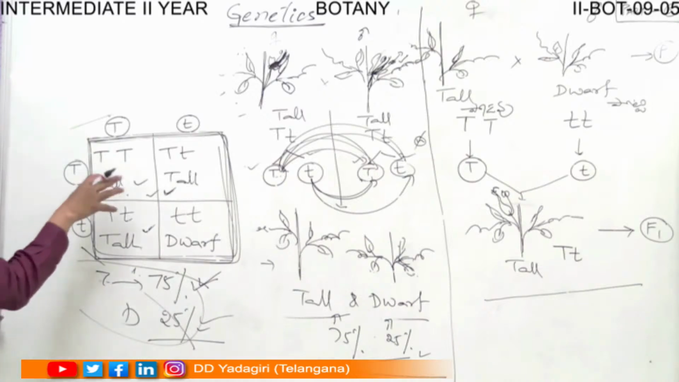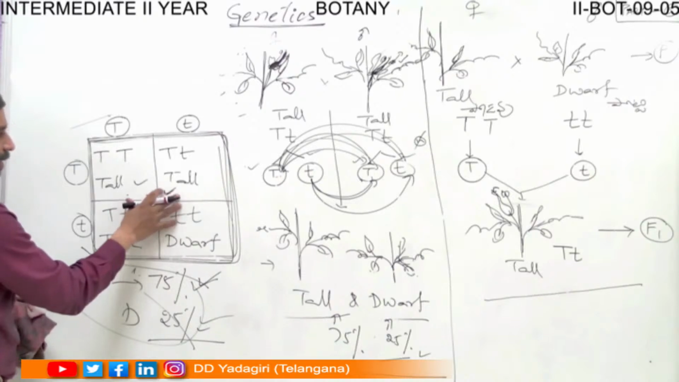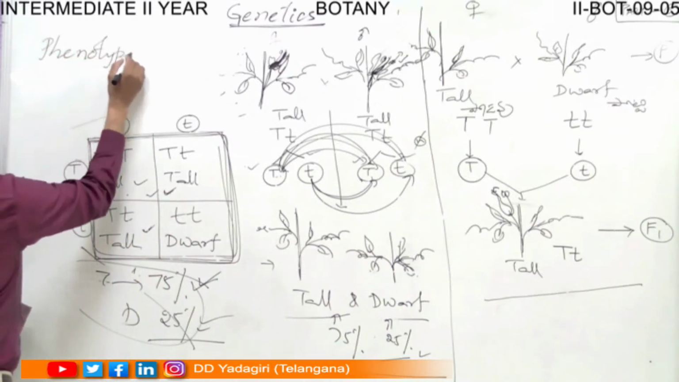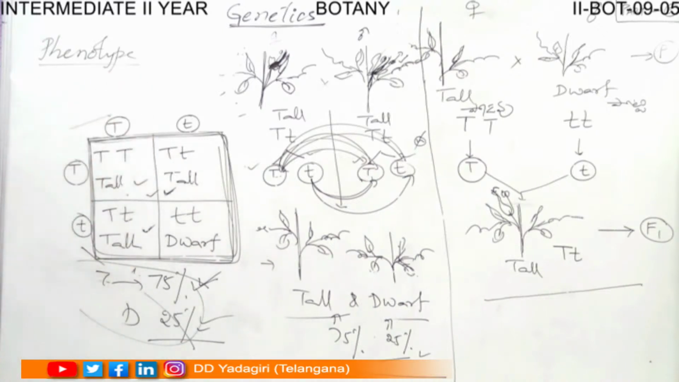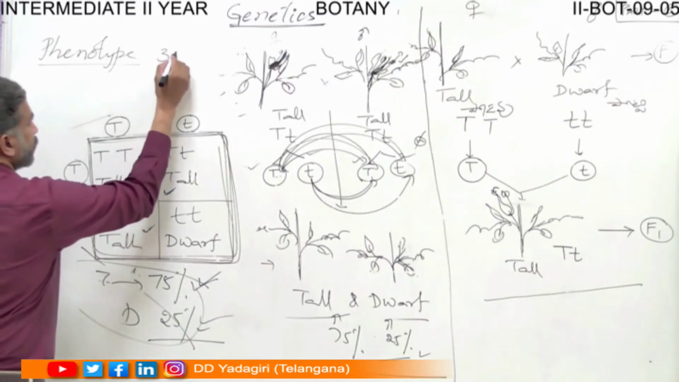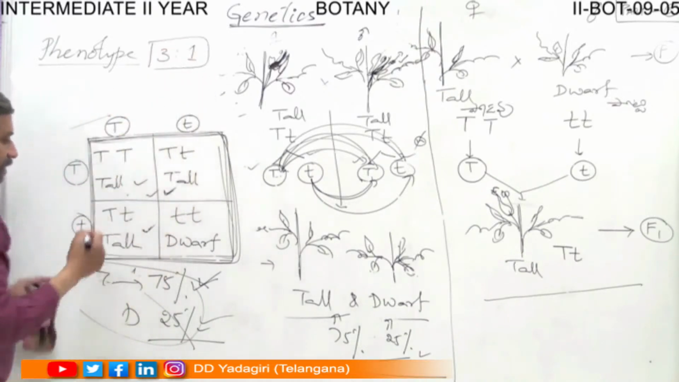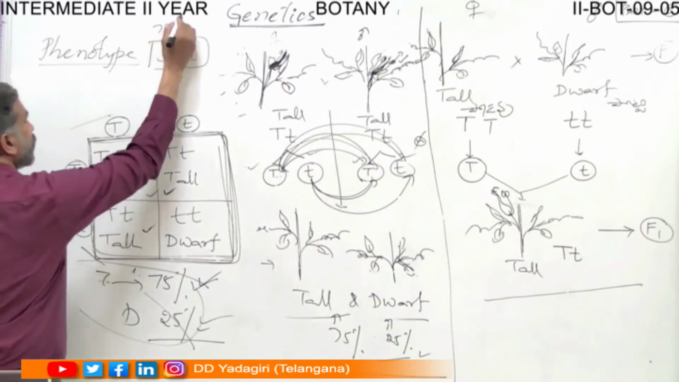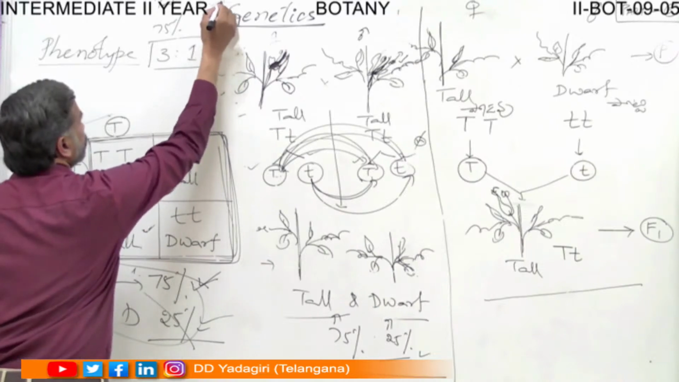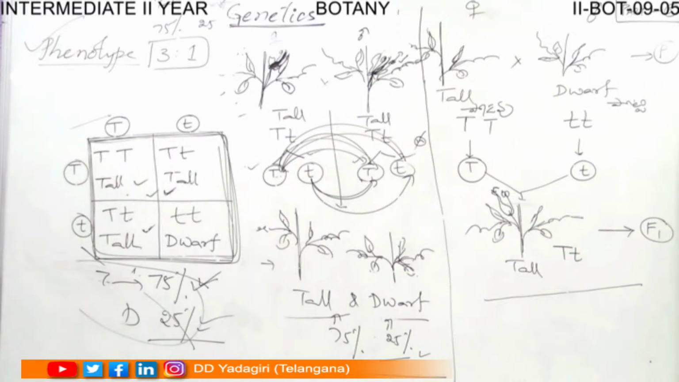So if you observe the genotypes, all these are the genotypes and these are the phenotypes of the plant. What is the phenotype ratio? Phenotype means external visible appearance of the plant. So if you observe the phenotype ratio, that is 3 tall plants and only 1 is the dwarf. So the ratio will become 3:1. The percentage is 75% tall plants and dwarf plants are 25%, whereas the phenotypic ratio will become 3:1.